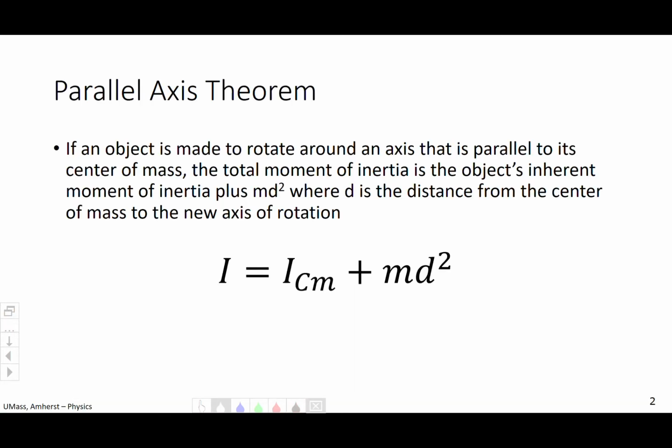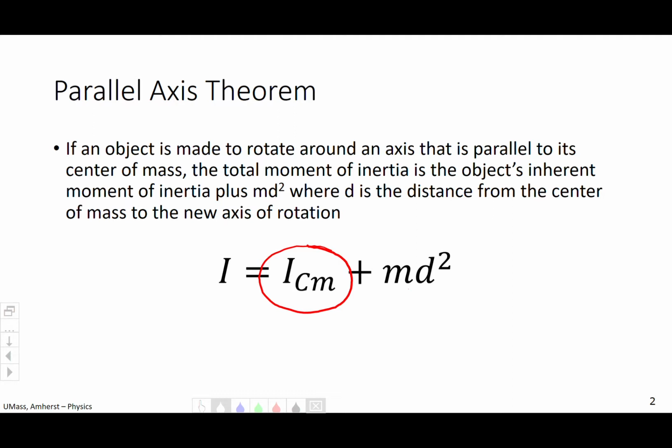So the basic concept here is that if an object rotates around an axis parallel to its center of mass, the total moment of inertia is the object's inherent moment of inertia plus md squared. That's the mass, where d is the distance from the center of mass to the new axis of rotation. Normally, we calculate the moment of inertia of an object that is rotating about its center of mass. So if you're ever given a moment of inertia, it is valid if the object is rotating around its center of mass, and only if it is rotating around its center of mass.